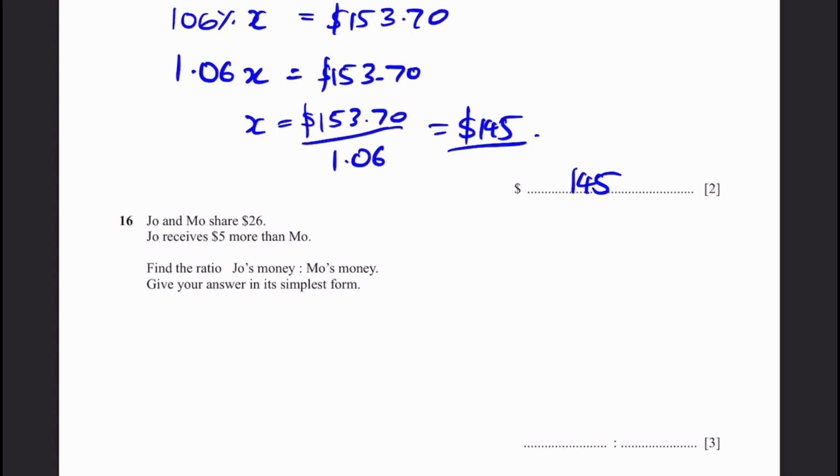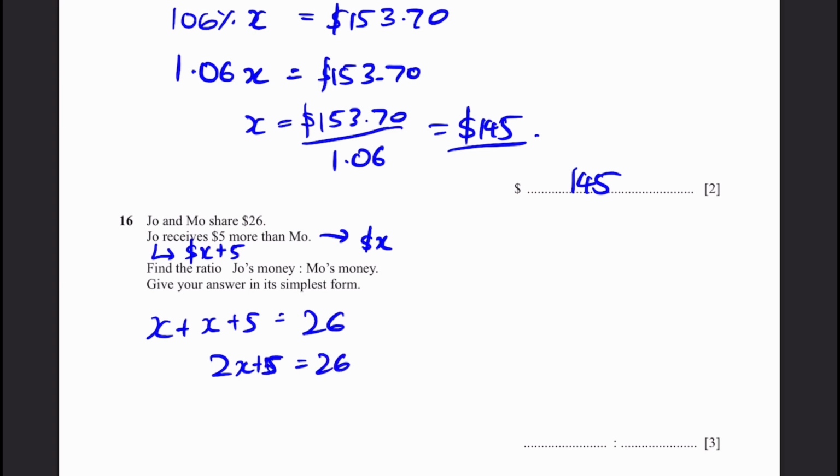So if Mo gets X dollars, that means Joe gets X plus $5. So that means the total is $26 out of these two people. So X plus X plus 5 is equal to 26. 2x plus 5 equals $26. And now 2x is equal to $21. X is equal to $10.5, which is Mo's money.